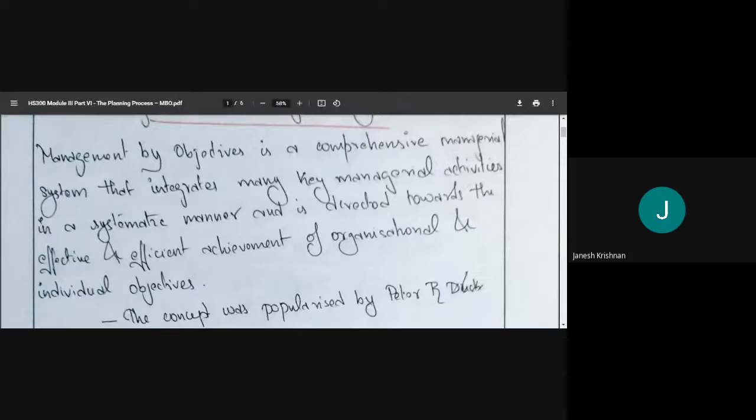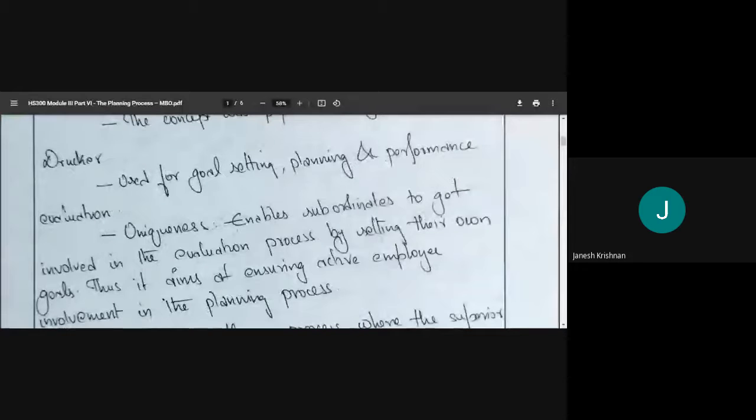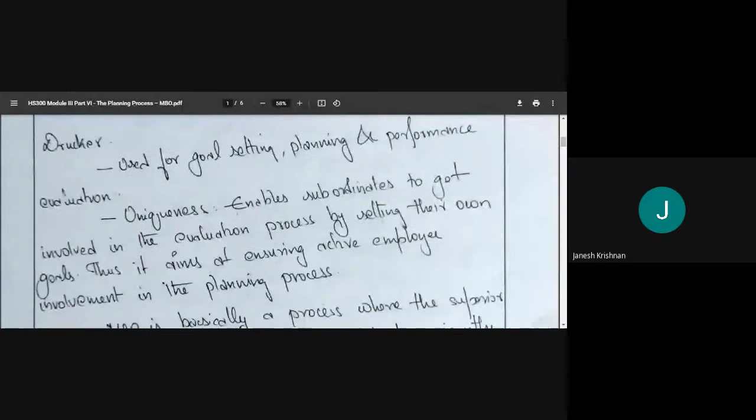Management by objective is a management system that integrates many key managerial activities in a systematic manner and is directed towards the effective and efficient achievement of organization and individual objectives. This concept was popularized by Peter R. Drucker, and it covers planning and performance evaluation. What is the uniqueness of this? The uniqueness is that it enables subordinates to get involved.